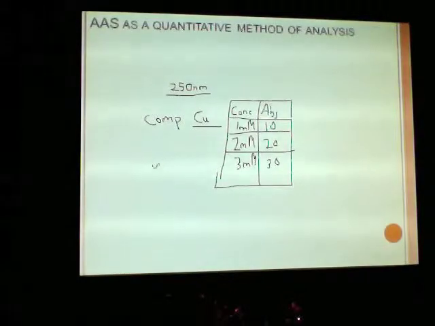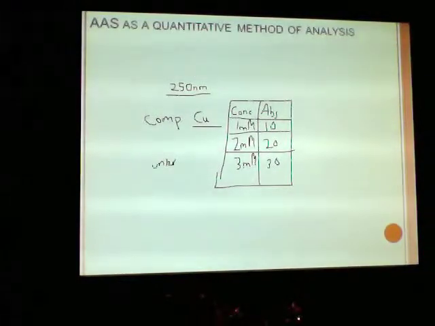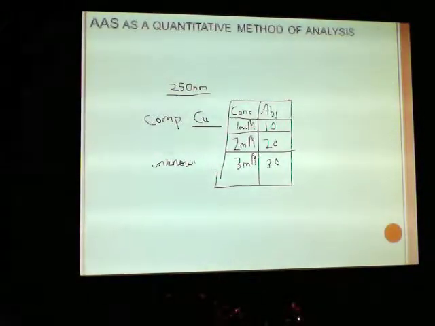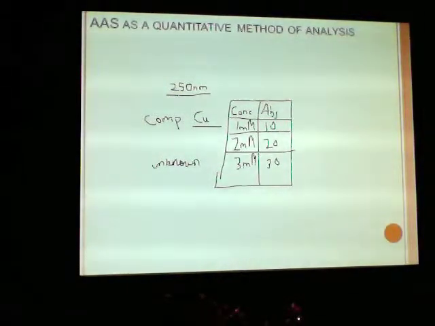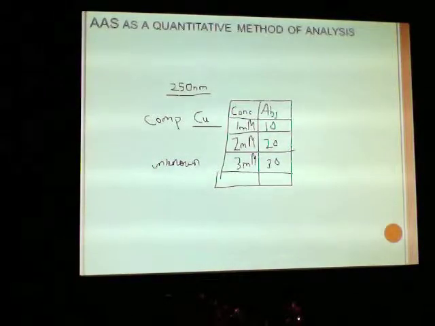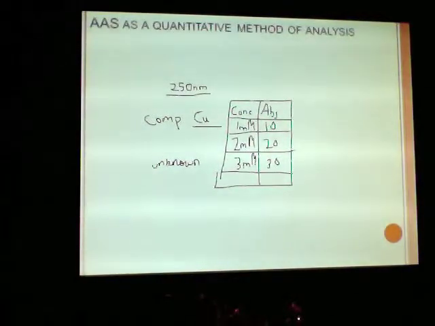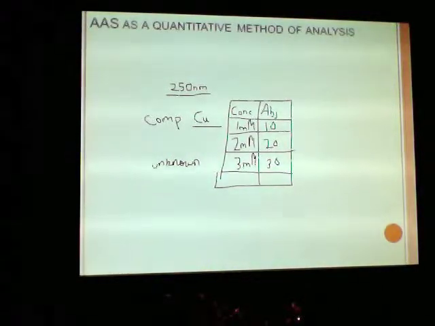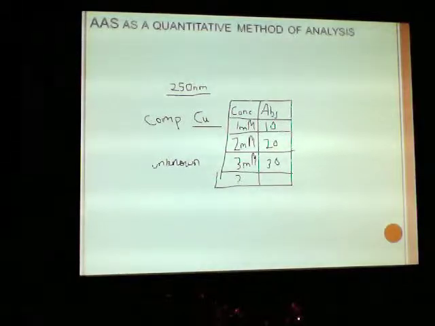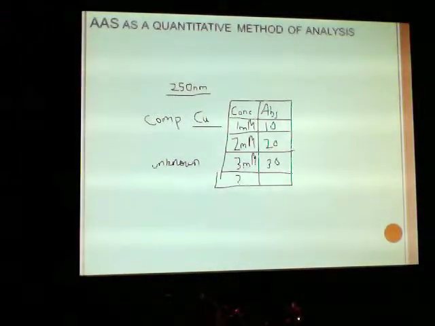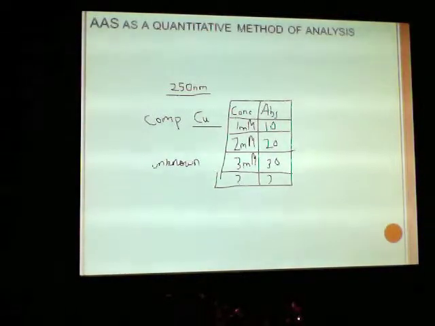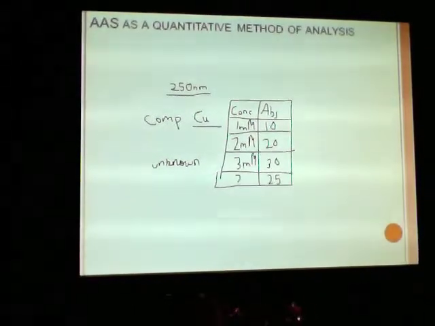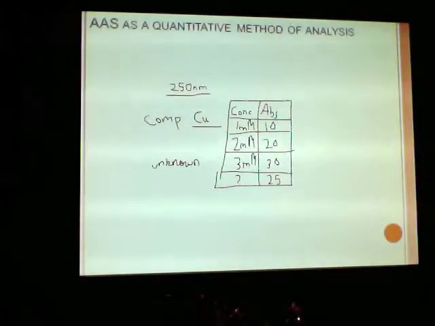And then we have an unknown. We want to find out the amount of copper in a particular pipe, or in a sample of seawater, or in food to see if it's at a toxic level. We might have an unknown concentration, so question mark, and we have an absorbance of 25. Now, allow the students some time to draw out the calibration graph.